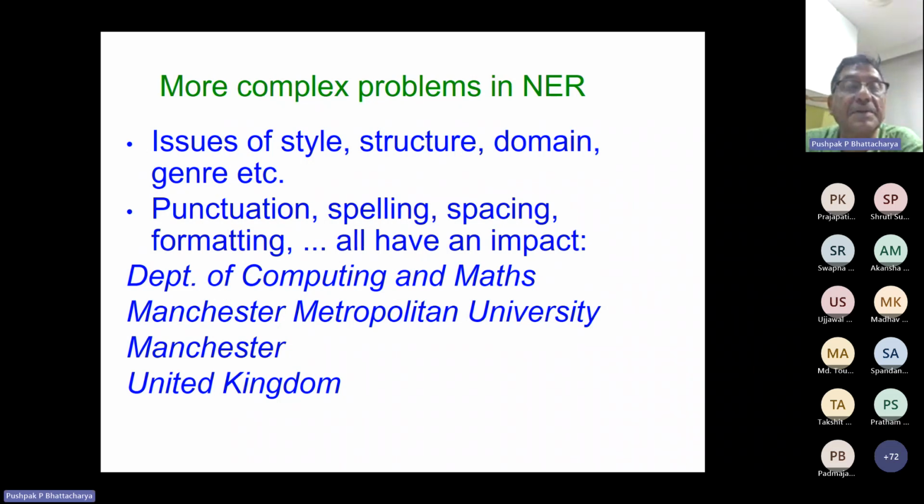Manchester Metropolitan University, Manchester, United Kingdom. So this whole thing is the address at Department of Computing and Maths, Manchester Metropolitan University, Manchester, United Kingdom. So here there is a large number of named entities, but the whole text is one single named entity, namely an address, which is composed of many named entities.